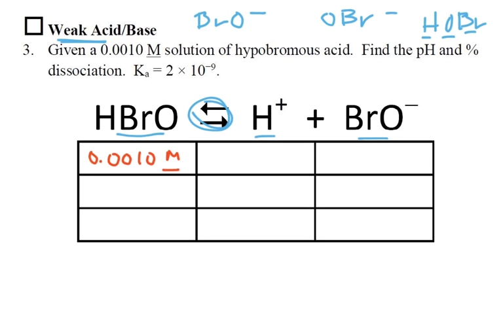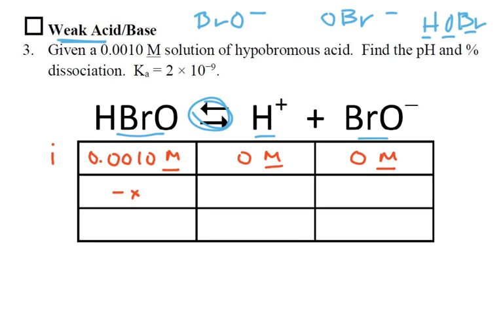And initially we're saying that we're not putting in any H plus or BrO minus, and that's going to be the way for all of our problems, that we just start with our one compound. And some of this is going to break up. So what we're going to do is say, let's just say X amount of this breaks up. So this would be minus X.